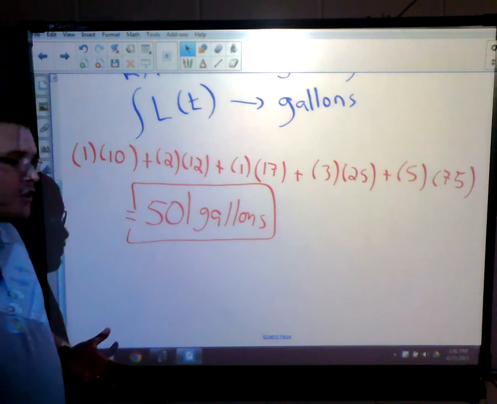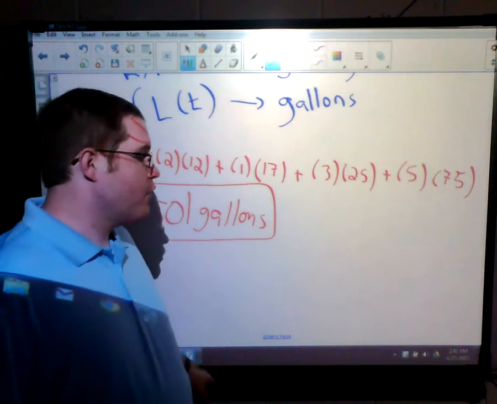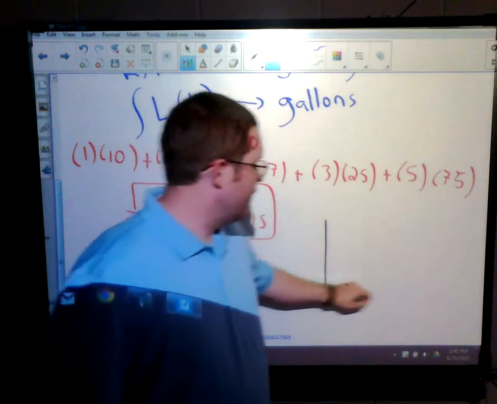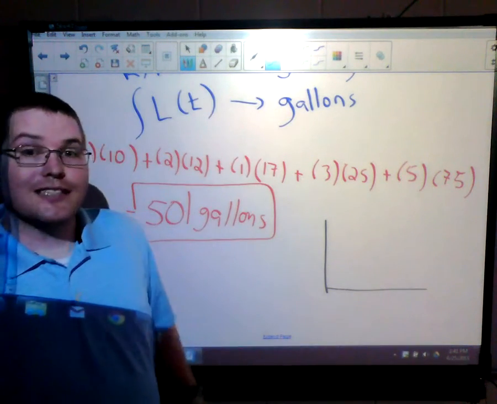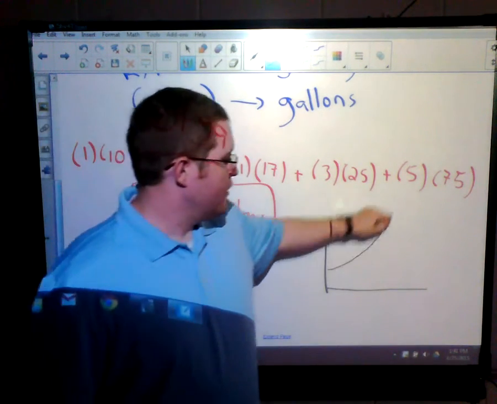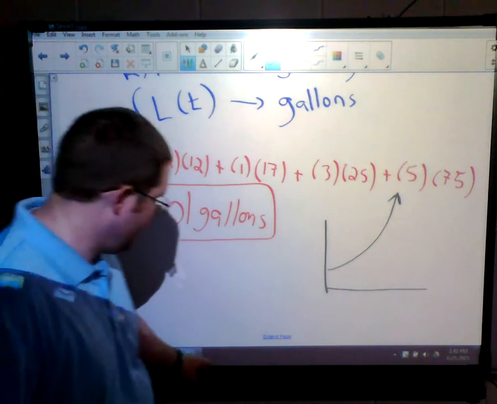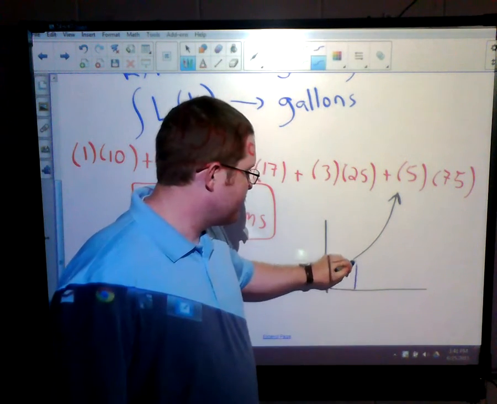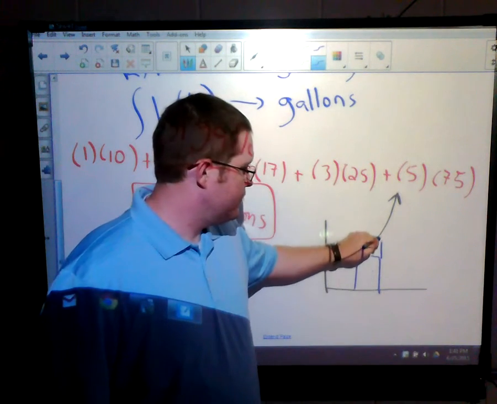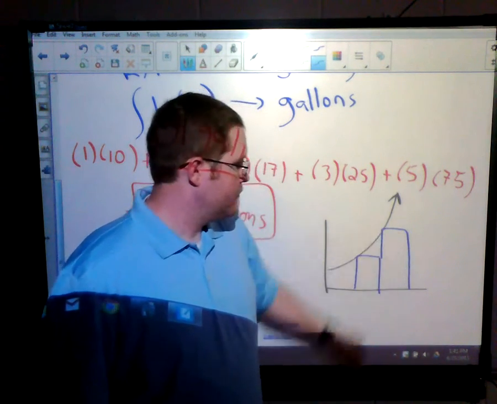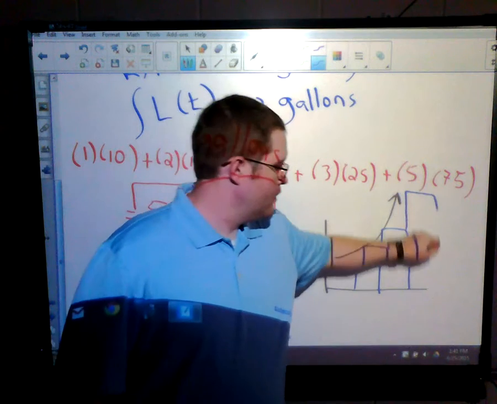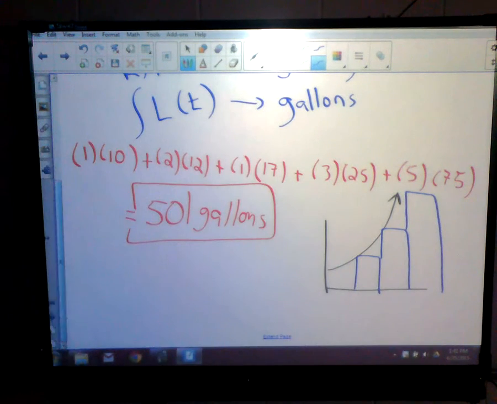Well, if you think about what the graph is looking like, what's my graph doing? Is the water leaking faster or slower? It's leaking faster. So that's what the graph would look like. The water's leaking faster over time. If you used the left side of your rectangle, so those are my rectangles.